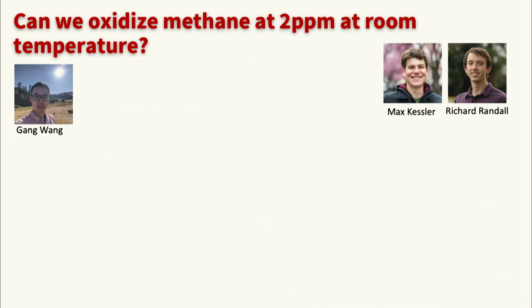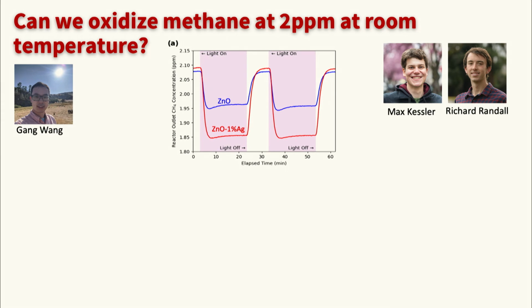Then we asked the question, and I challenged the two grad students, Max Kessler and Richard Randall, and a postdoc who's now staff, Gang Wang: can we oxidize methane at 2 ppm, which has been a technological gap, at room temperature? And it turns out we just demonstrated this, we haven't written it up yet. Instead of titania, this is zinc oxide, which is also a semiconductor. It absorbs light, the zinc oxide particles, and if you put a little dust of silver, it activates much better. And you can take 2 ppm methane and oxidize it, and it goes down.